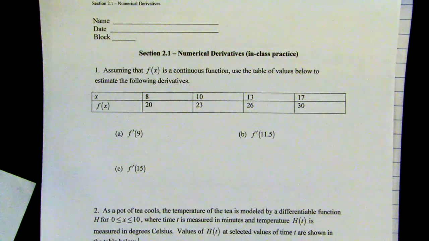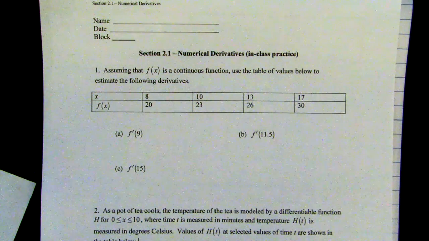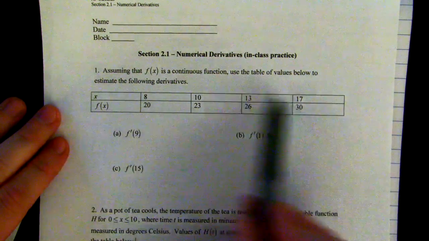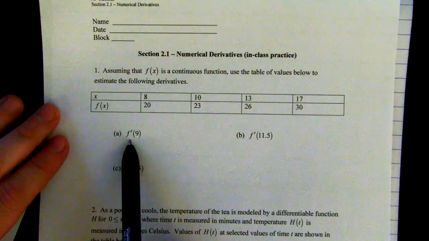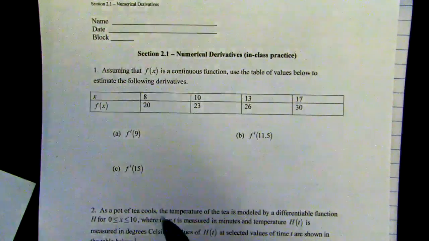So there's one last thing in section 2.1 we need to take a look at, and this is the idea of how to estimate derivatives numerically from a table of values. We've got a table of values over here, really only know 4 points on that function f of x, and somehow I want to try to approximate the derivative at x equals 9, 11.5, 15. Here's the idea.